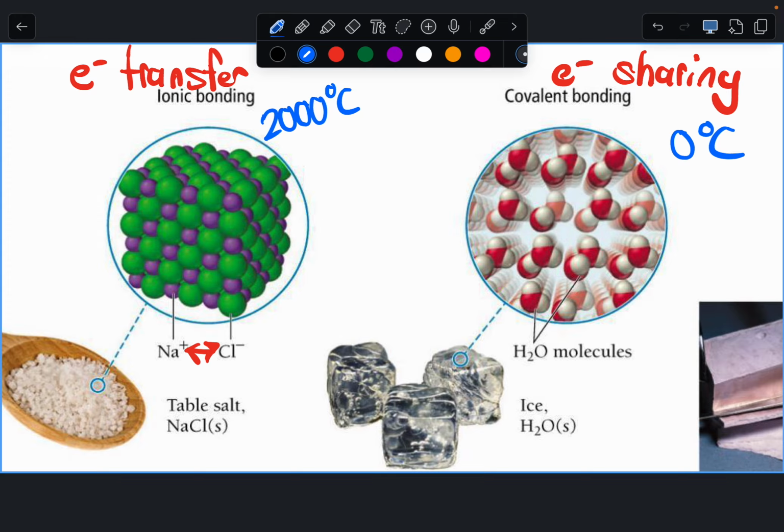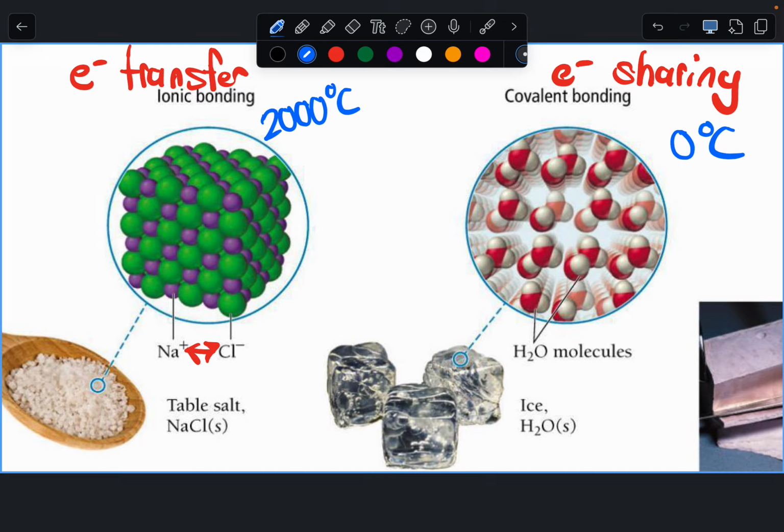It forms its own little unit. There's no individual unit over here of NaCl. But in water, there is an individual unit that actually has 2 hydrogens and 1 oxygen. It's not a ratio anymore. It is describing a particular unit or molecule.